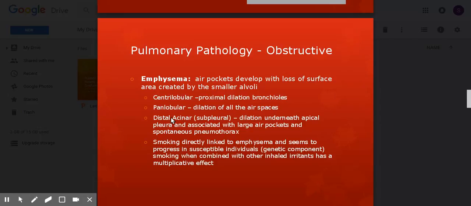Of note, we're going to be talking a little bit further in the presentation about alpha antitrypsin deficiency, which is a genetic condition predisposing some people to the development of emphysema. Patients typically with alpha antitrypsin deficiency will develop panlobular type of emphysema.